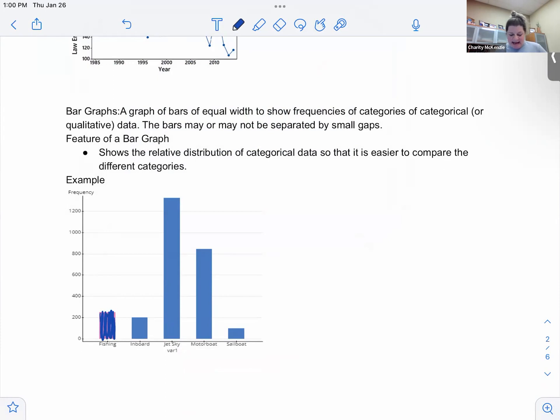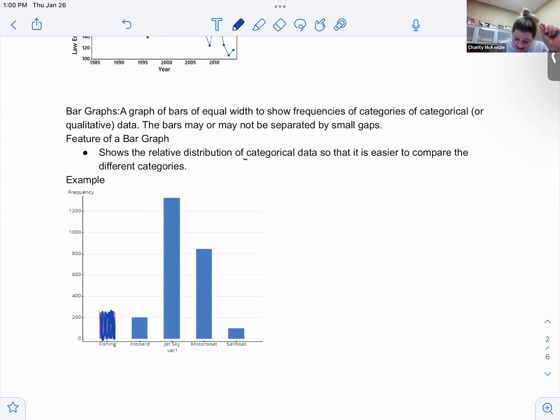With this one, every single graph, every single bar has its own thing. So we cannot mix these up with a histogram. Look, fishing has its own little bar that goes up, right? And so does inboard, so does jet ski, so does motorboat, so does sailboat. Everything has its own. So what type of data is best for a bar graph?